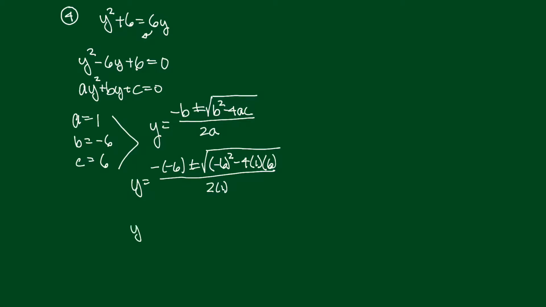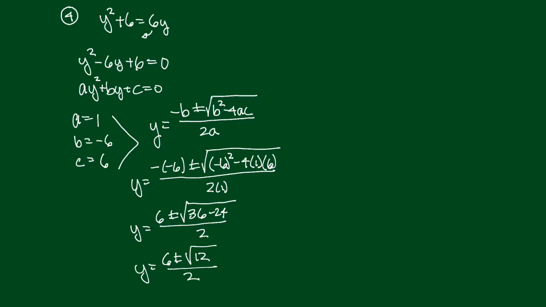A lot of arithmetic here. So y is equal to the opposite of negative 6, which is 6, plus or minus, now inside, negative 6 squared. So we'll get a 36. There it is, 36. And then what do we get here? Negative 4 times 1 is negative 4. Negative 4 times 6, negative 24, all over 2. So we'll get y equals 6 plus or minus the square root of, I think that's a 12, over 2.